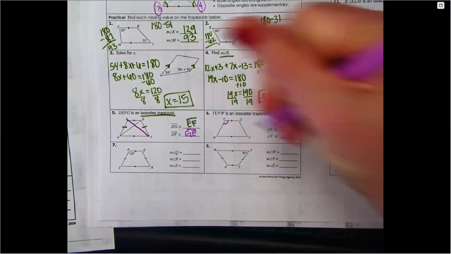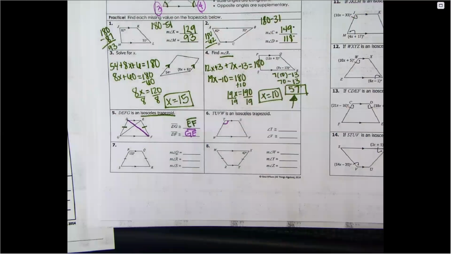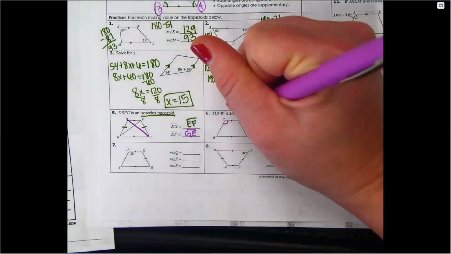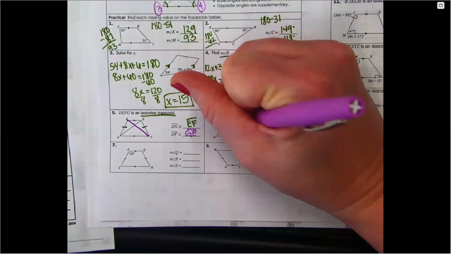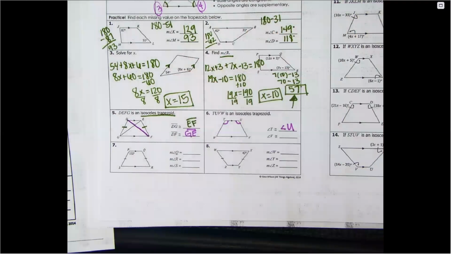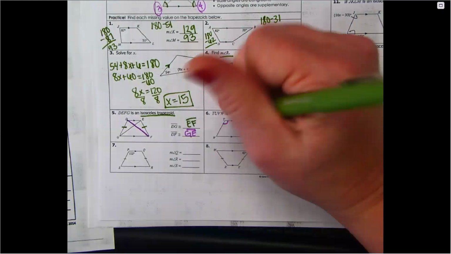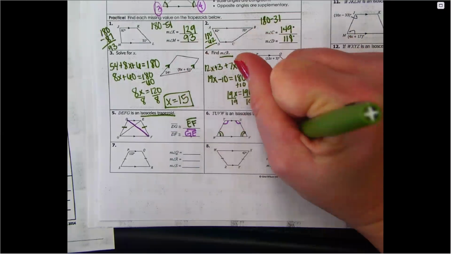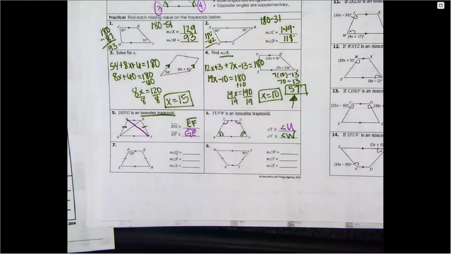Okay, so with number 6 is the isosceles trapezoid. It is an isosceles trapezoid. So who is congruent to angle T? Base angles, U. Okay, so angle T and angle U are both base angles, which they're at the top, but they're still considered base angles. And then what about with V down here? That's W. So your base angles are the ones that are congruent.